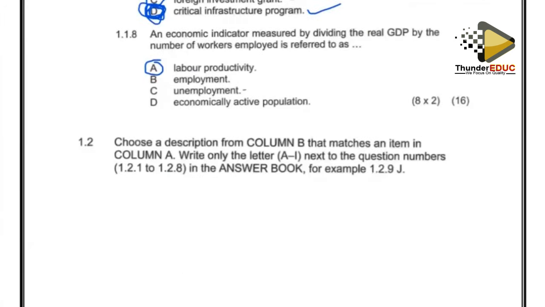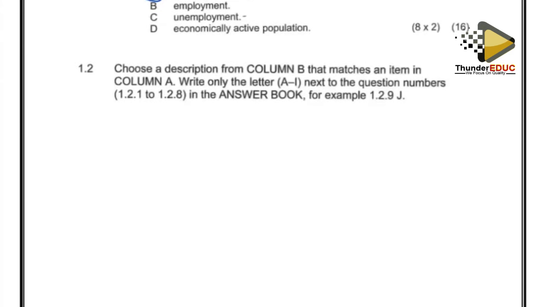Next question we have 1.2, and 1.2 reads as follows: Choose a description from column B that matches an item in column A. Write only a letter. An example is given there, A to I, next to the question numbers. Also, an example is given there, 1.2.1 to 1.2.8 in a given answer table. A typical example is as well given, which is 1.2.9 as J.